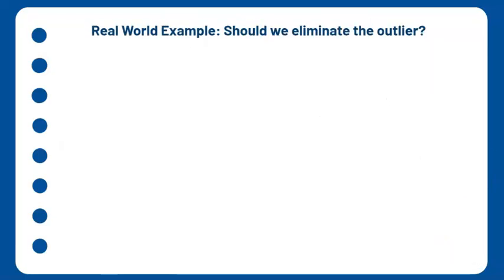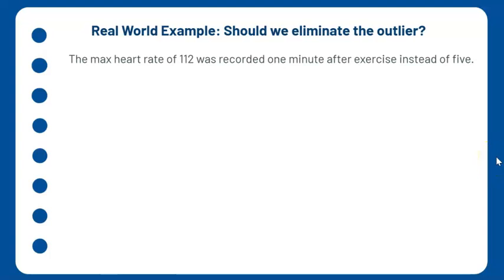In order to understand outliers, we also need to recognize that they are not always representative of the whole sample, and that their presence can disproportionately affect the values of the mean, MAD, and standard deviation. So we need to think about if we should eliminate an outlier we just found. After reviewing the data collection process, we realized the maximum heart rate of 112 was taken 1 minute after a workout instead of 5 minutes. Should we remove this outlier?